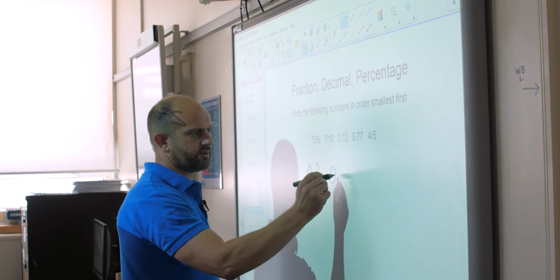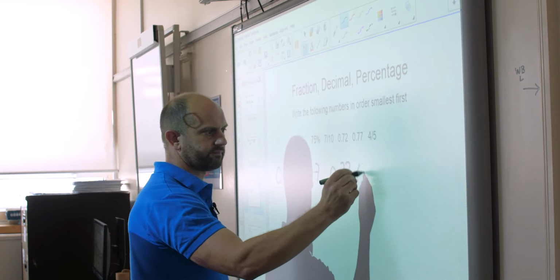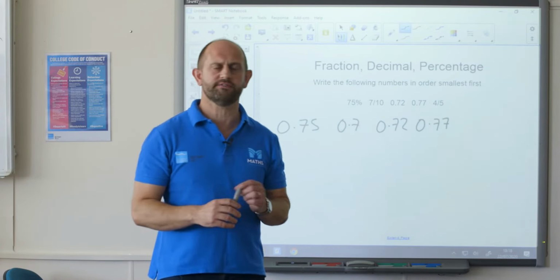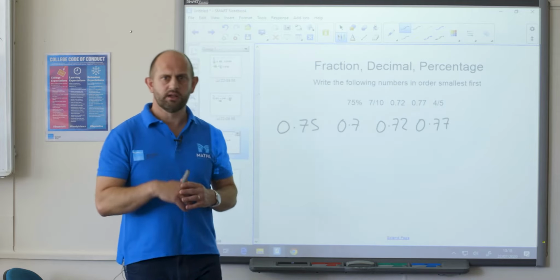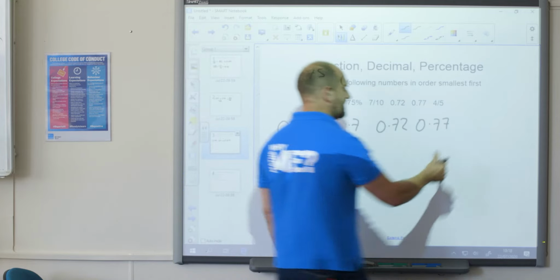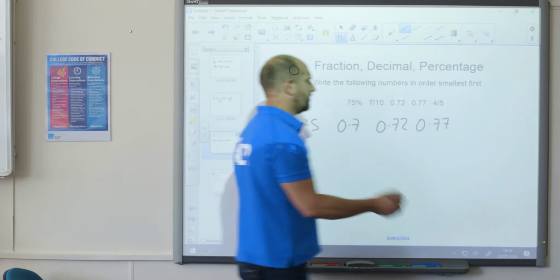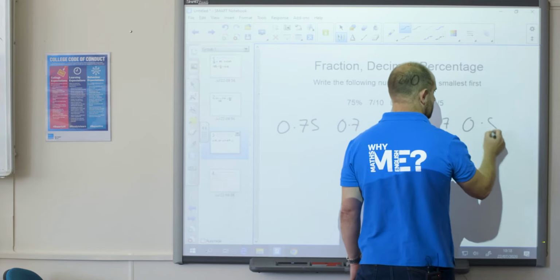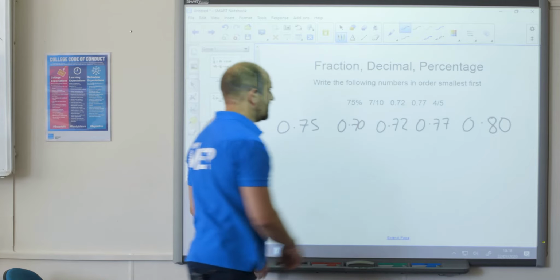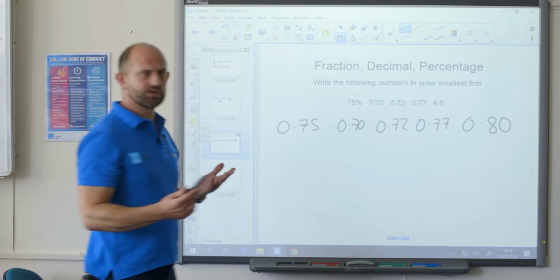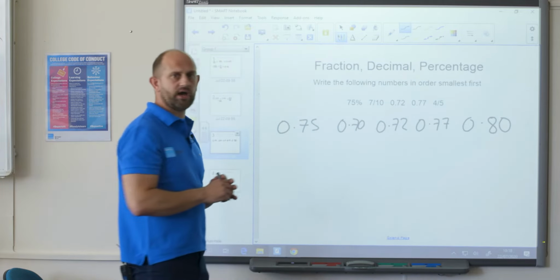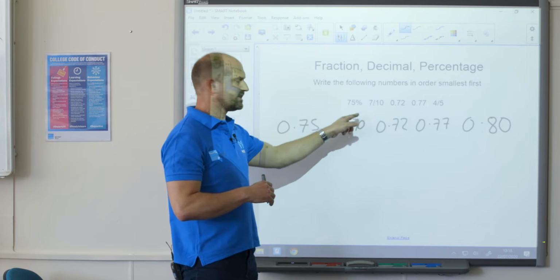These two are already done, so I can write these straight in, which now just leaves me with 4/5 or 4 over 5. Well, there are 20 lots of 5 in 100, so therefore 4 times 20 is 80, so that's 80%, so therefore this is 0.8. I can put a 0 on the end of that, I can put a 0 on the end of that, so now I can see which numbers are smallest and which numbers are largest. So I've got a 70, a 72, 77, an 80 and a 75. So the smallest then is 0.70.